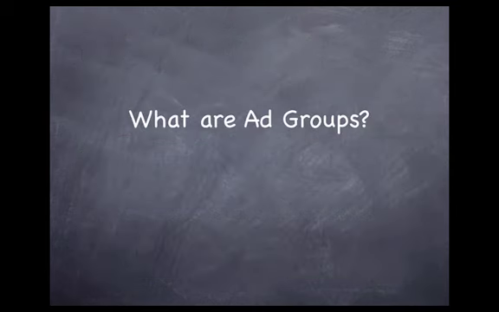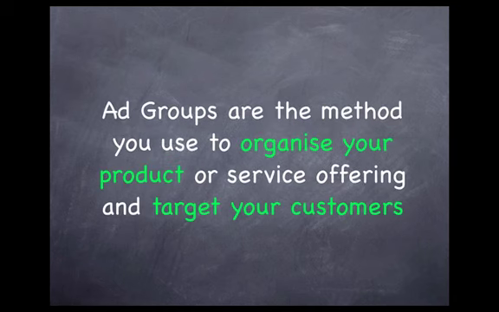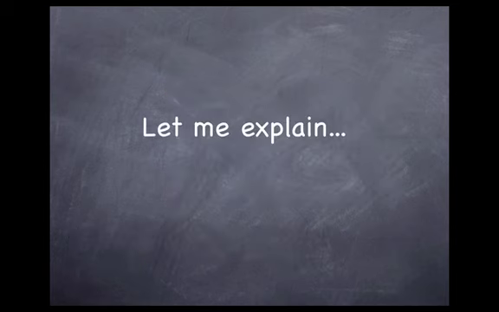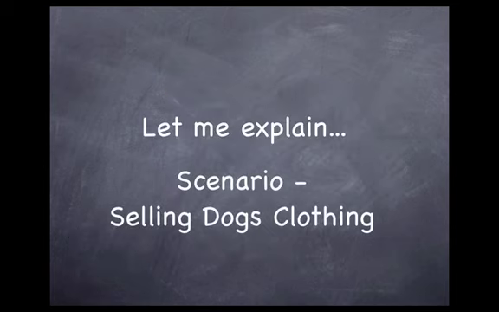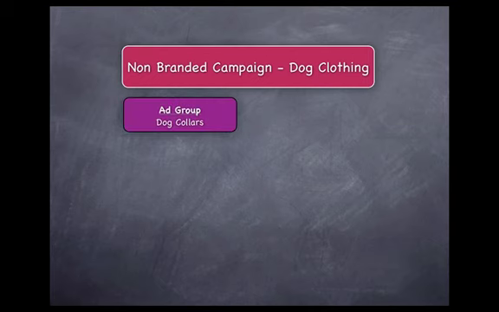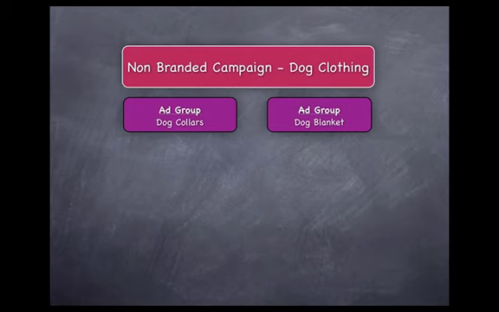So what are ad groups? If you remember, I said ad groups are the method you use to organize your product or service offering and target your customers. It's also how you organize your ad groups that determines the text ad Google chooses. So let me explain. The scenario here I'll use is selling dog clothing. Let's say we had a non-branded campaign for dog clothing. Potential ad groups we would have here would maybe be dog collars and dog blankets.